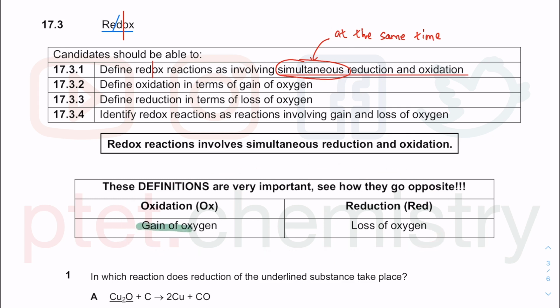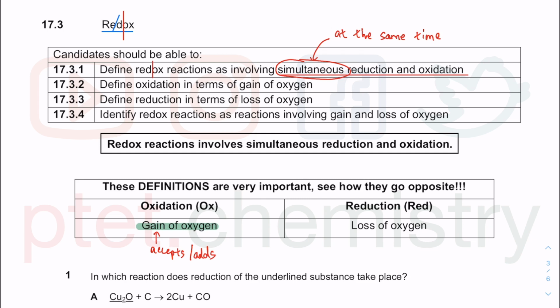In your combined science, you just need to know oxidation is gain of oxygen. The other one is the opposite. If you remember, oxidation is gain. Gain means accept. You add oxygen, you receive oxygen, you gain oxygen. Lose means you give away. You lose oxygen, there's going to be reduction.